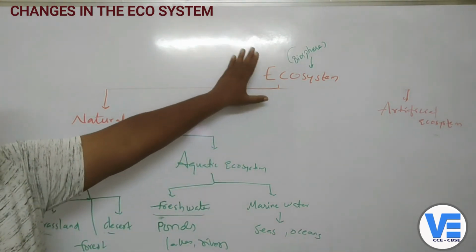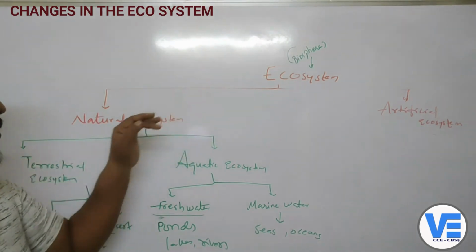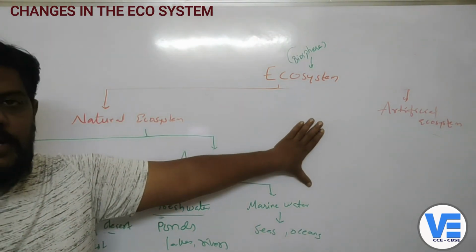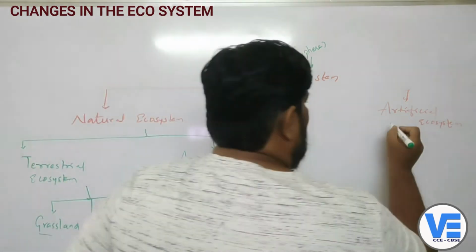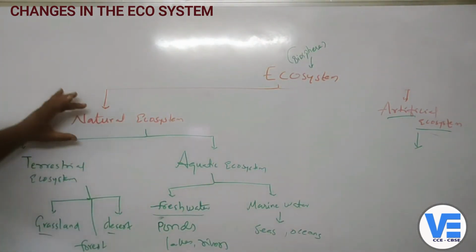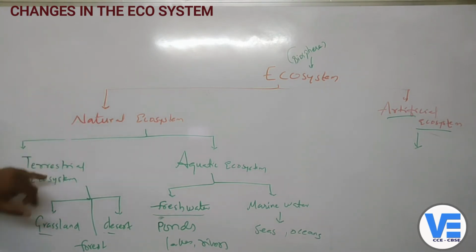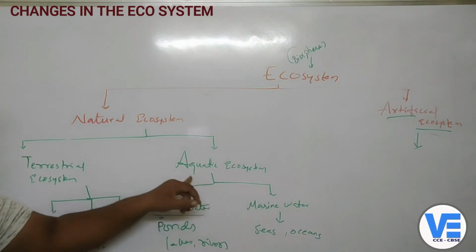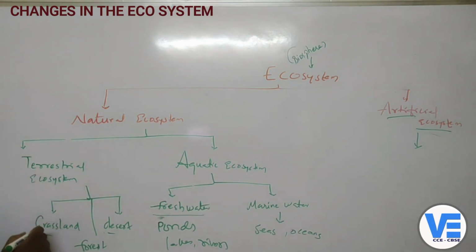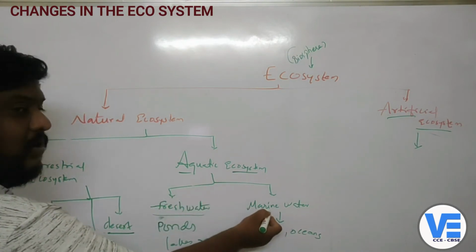The total largest ecosystem is the biosphere. We have divided it into the natural ecosystem and the artificial ecosystem. We are not going to learn about the artificial ecosystem now, we will read it as a whole. Coming to the natural ecosystem, it is again divided into the terrestrial ecosystem and the aquatic ecosystem. When you come to the terrestrial ecosystem, you have the grasslands, the forest, and also the desert ecosystems. When you come to the aquatic ecosystem, there are the freshwater ecosystem and the marine water ecosystem.